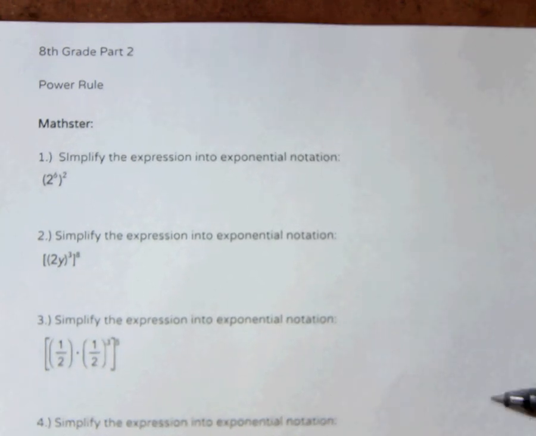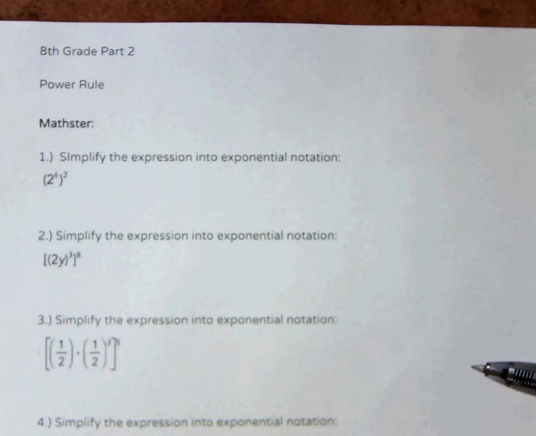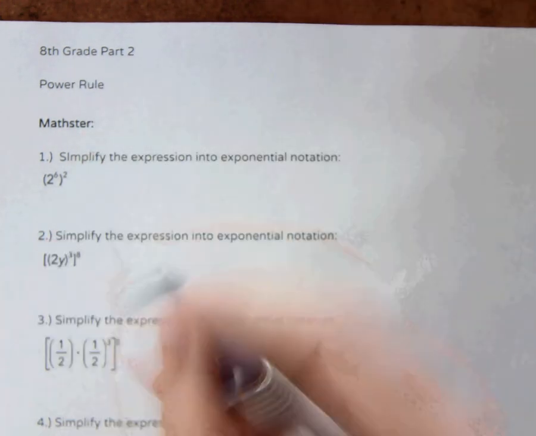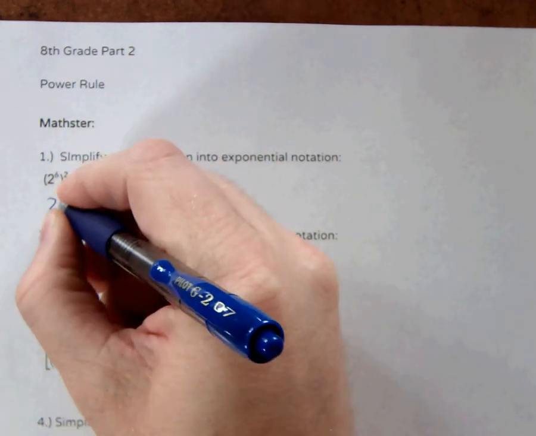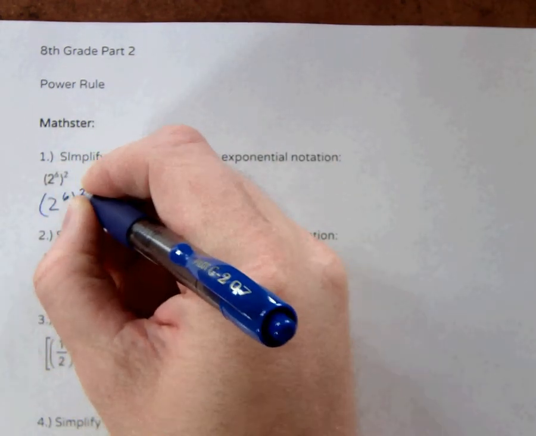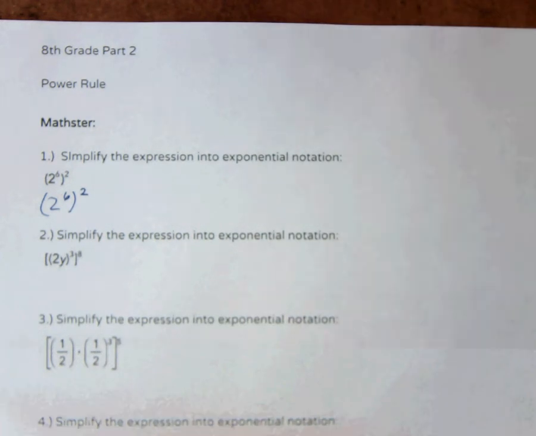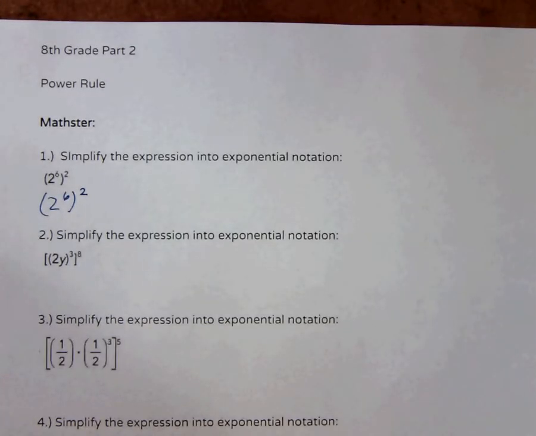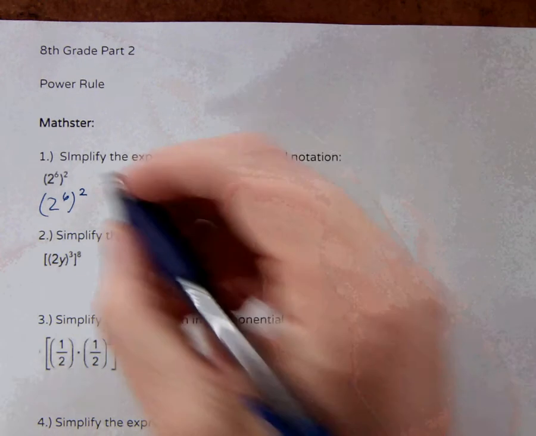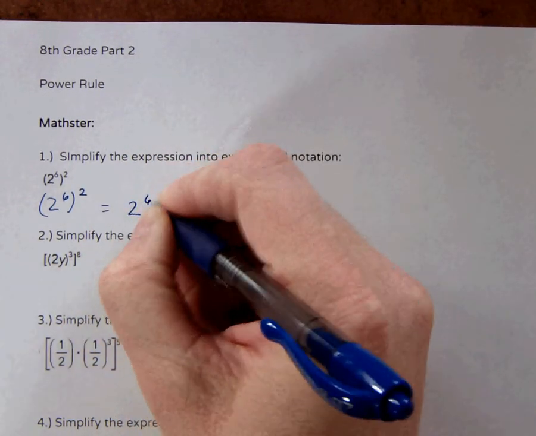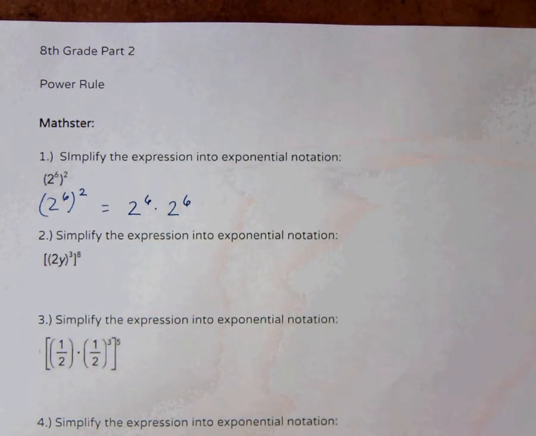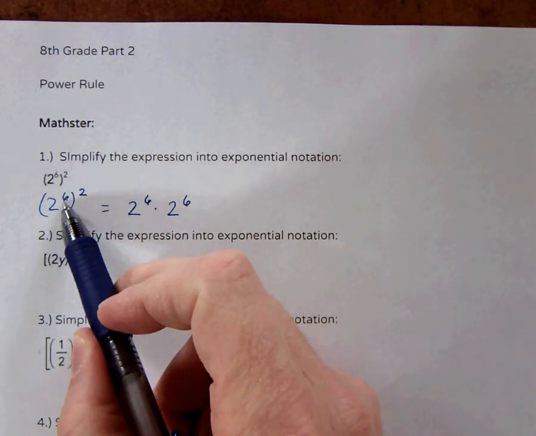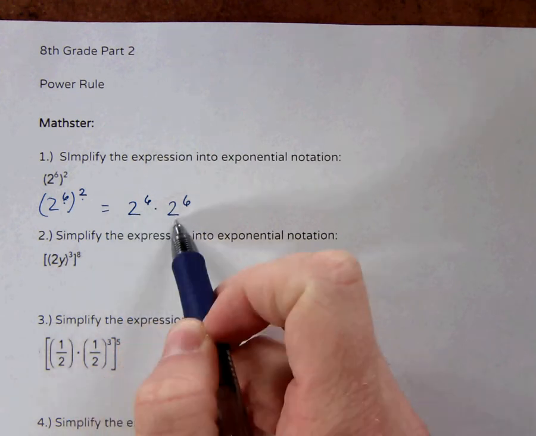If I want to simplify the expression into exponential notation, so I realized the printer wasn't excellent, so this is 2 to the 6th power, and then raised again to the 2nd power. So what this means for us is, there we go, it's a little better. It's basically saying if we take 2 to the 6th power and multiply it by itself twice, because that's what it's saying. It says 2 to the 6th power squared, so 2 to the 6th power times 2 to the 6th power.